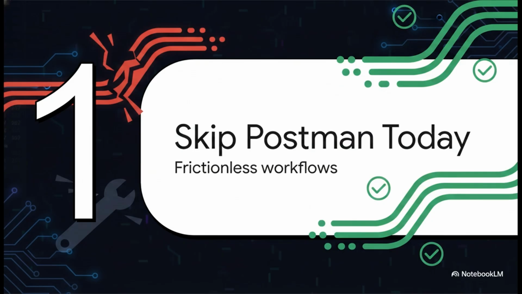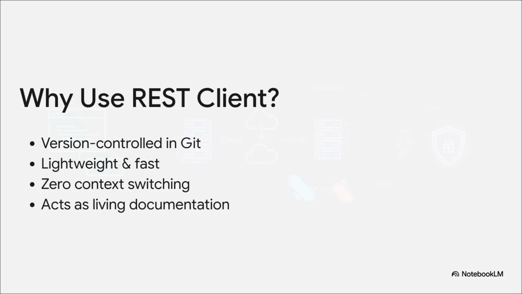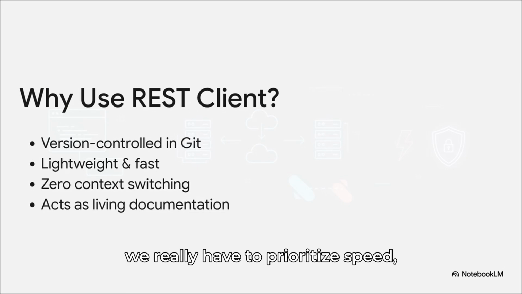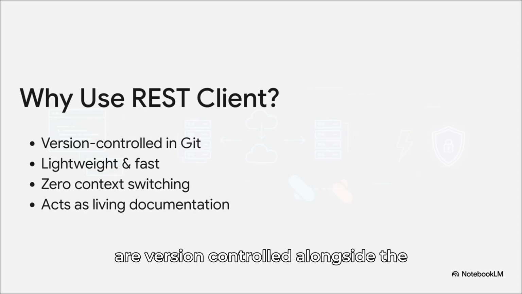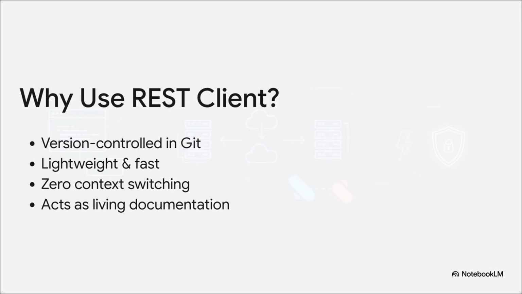Skip Postman today. Frictionless workflows. Look, for quick endpoint checks, we really have to prioritize speed. And the REST client extension allows you to keep your API examples right in Git. This is huge because it means your requests are version controlled alongside the backend codebase they actually interact with. They evolve exactly as your API evolves.